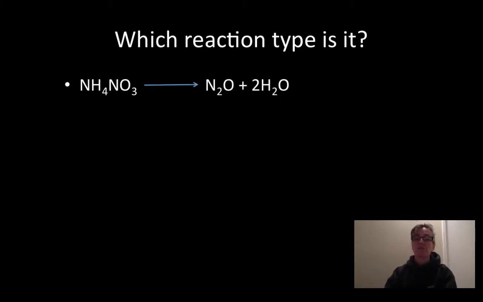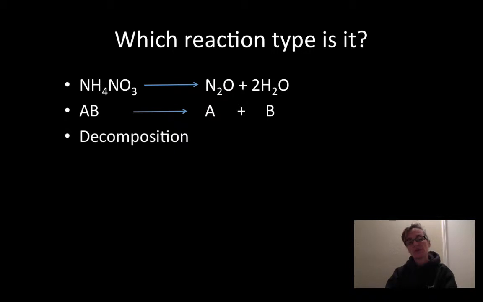Here I have ammonium nitrate yielding dinitrogen oxide plus water. So the ammonium nitrate yields 2 new compounds. So when 1 compound yields 2 compounds, that would follow this AB yields A plus B symbol. So this would be a decomposition reaction.